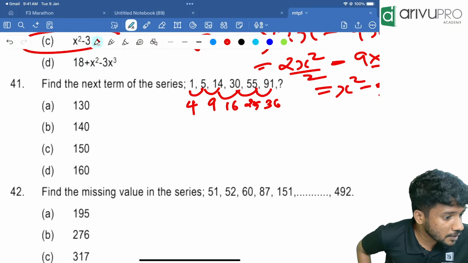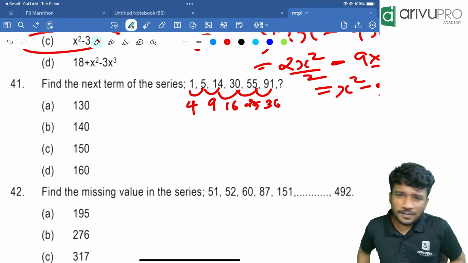So wrong question, we must attend the answer. This is not necessary to attend. You will get a grace mark.